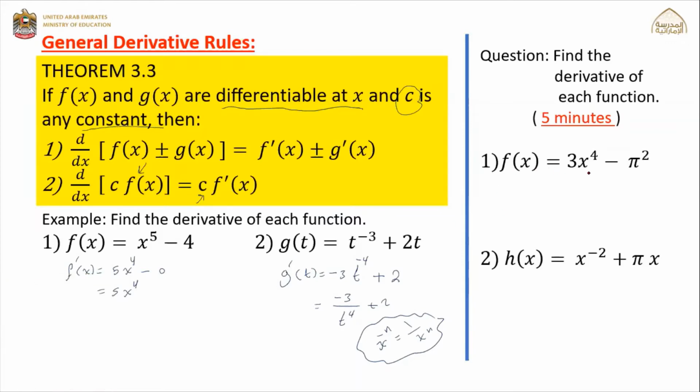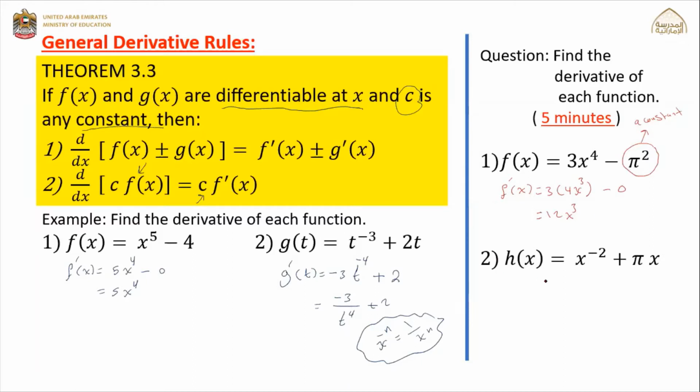So the first one is f of x equals 3x to the power 4 minus pi squared. So f prime of x equals the derivative of 3x to the power 4. 3 is a constant. The derivative of x to the power 4 is 4x to the power 3. Minus, what about the derivative of pi squared? The derivative here is 0 because pi squared is a constant. Because pi is a constant, so pi squared is also a constant, so the derivative is 0. So the final result here, 3 times 4 is 12x cubed minus 0. It's equal to 12x to the power 3.